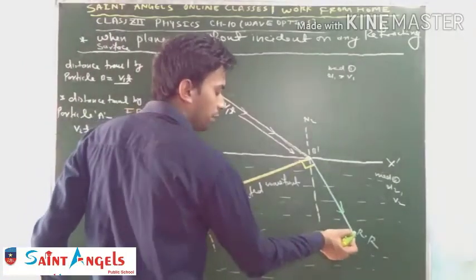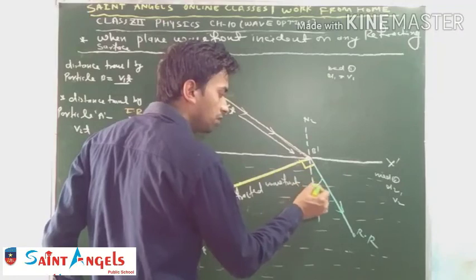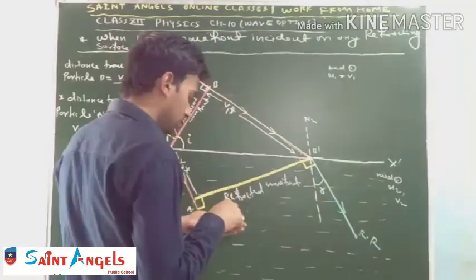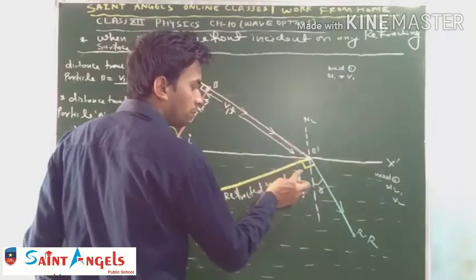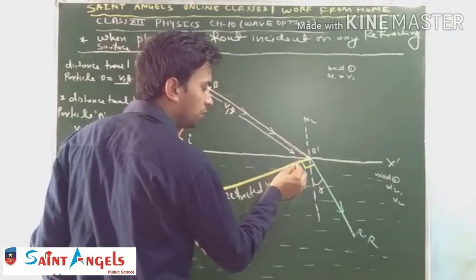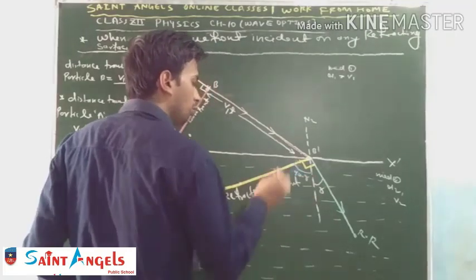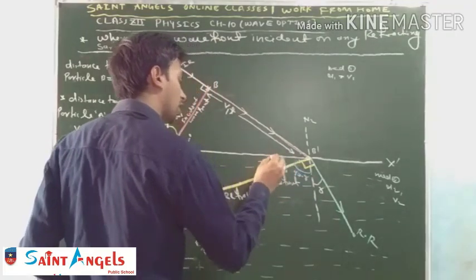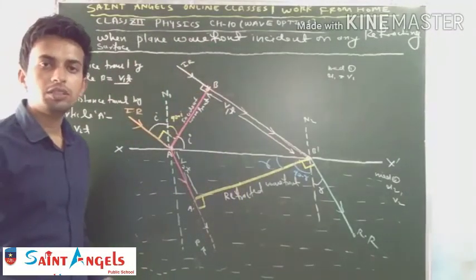Similarly, this is the refracted ray and this is the normal. The angle between the refracted ray and the normal is the refracted angle. As we know, the refracted ray and wavefront are perpendicular to each other, that's why this angle is 90 minus R. So finally this angle is R. So please pause the video and note it in your notebook.